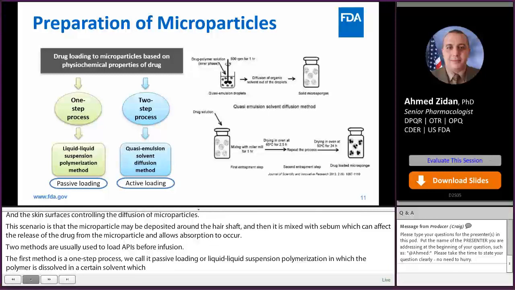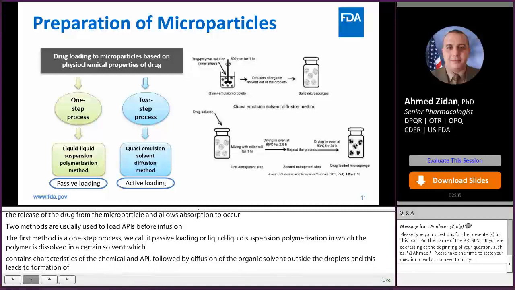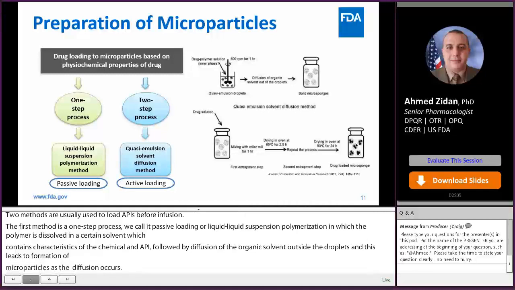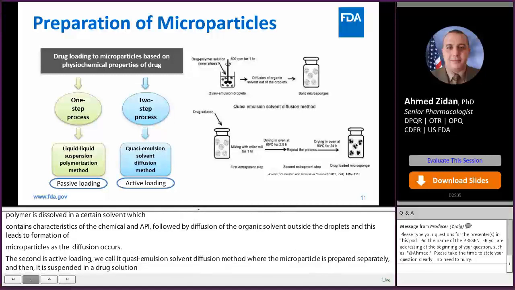The second method is a two-step process, which is active loading. We call it the quasi-emulsion solvent diffusion method, where the microparticle is prepared separately, and then it is suspended in a drug solution, followed by mixing for some time and drying off all the solvents that were used to dissolve the drug, and this leads to precipitation of the drug substance within the pore structure of the microsponges.